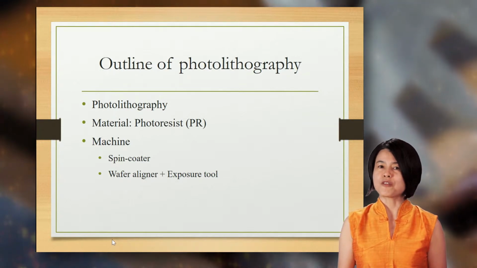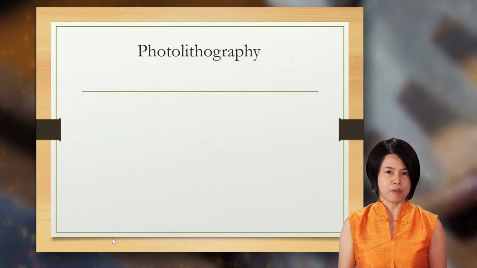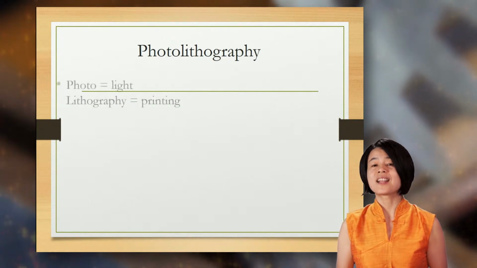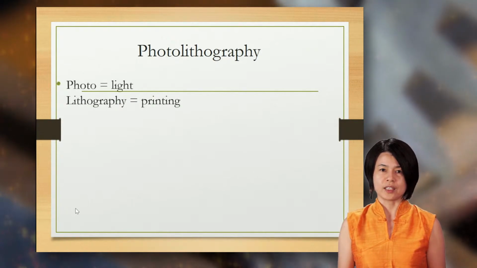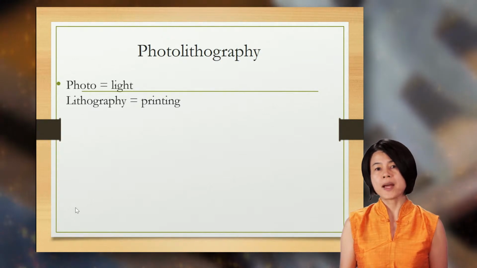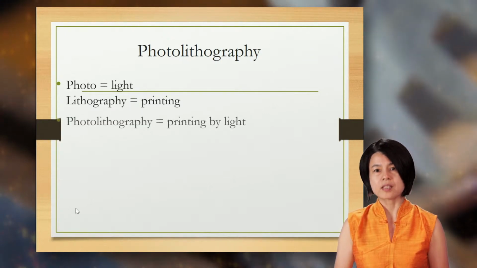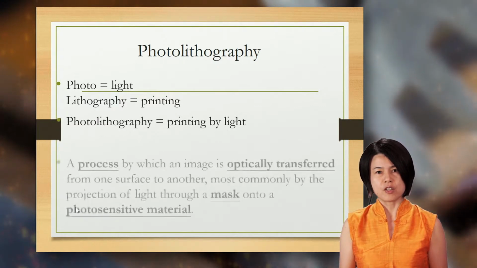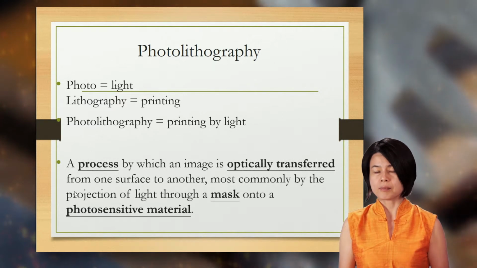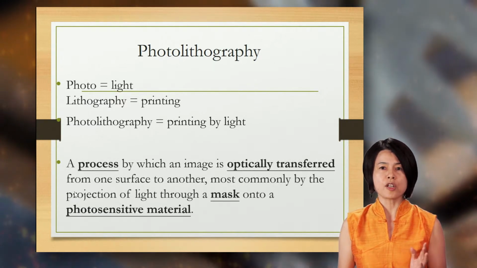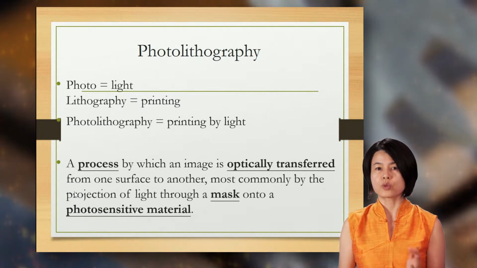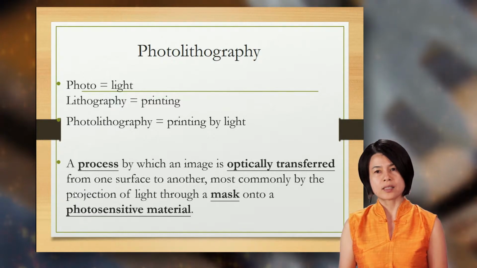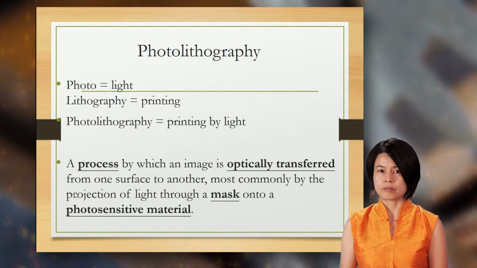Alright, let's move on to the first part, photolithography. What does that mean? Okay, photo means light. Lithography means printing. As a result, the basic meaning of photolithography is printing by light. Or, the formal definition is a process by which an image is optically transferred from one surface to another, most commonly by projection of light through a mask onto a photosensitive material.